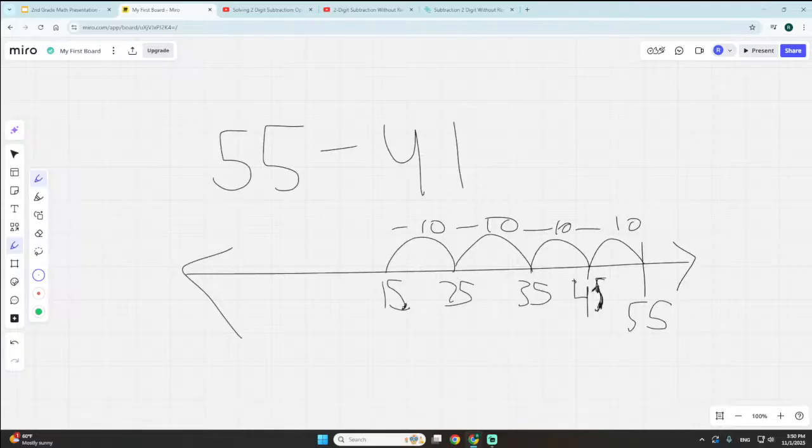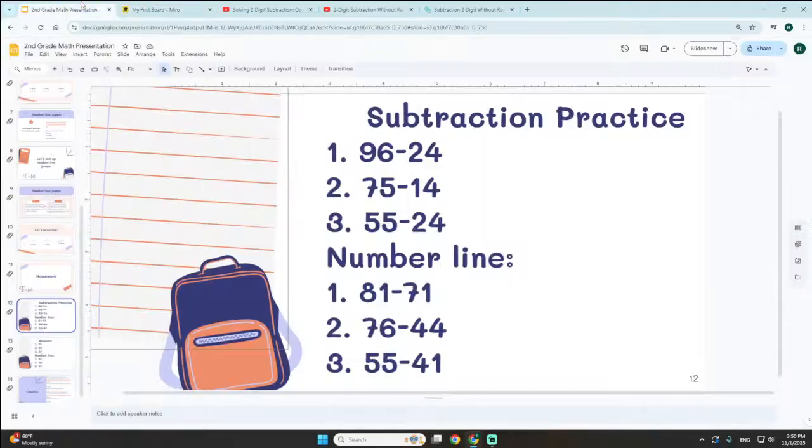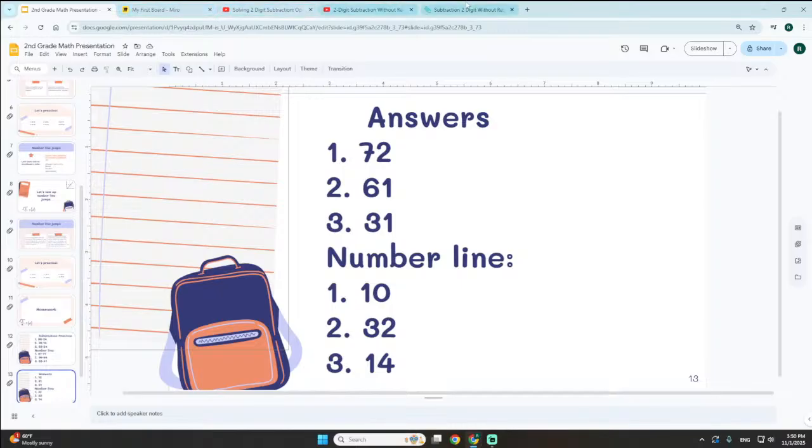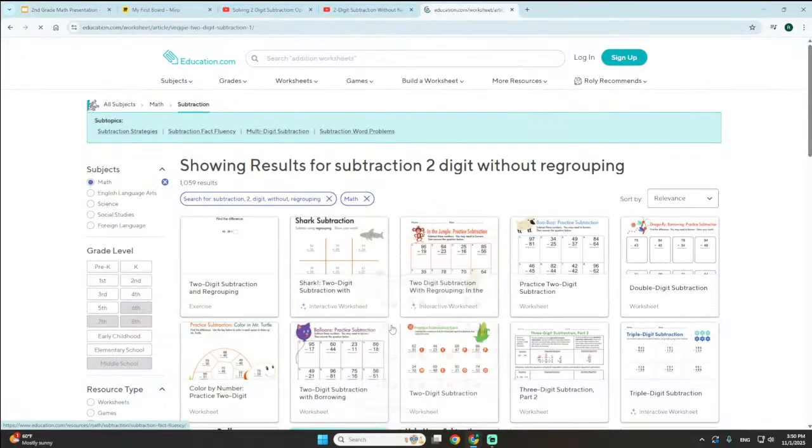So we do minus 10, then we do another minus 10, then we do another minus 10, then we do another minus 10. So 4. And then we get to 15, then we have 1 in the ones place. So let's do minus 1, let's get to 14. So this equals 14. So those are how we got all these answers: 72, 61, 31, 10, 32, and 14. So you can check those. And then let's try a couple of problems here.